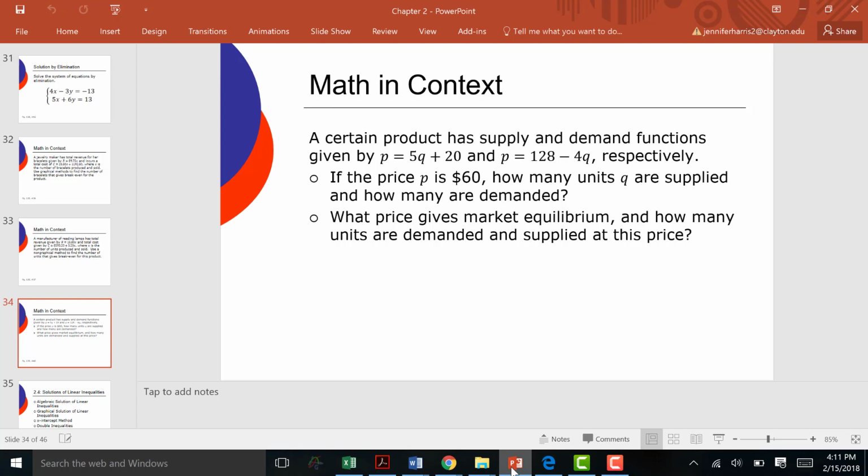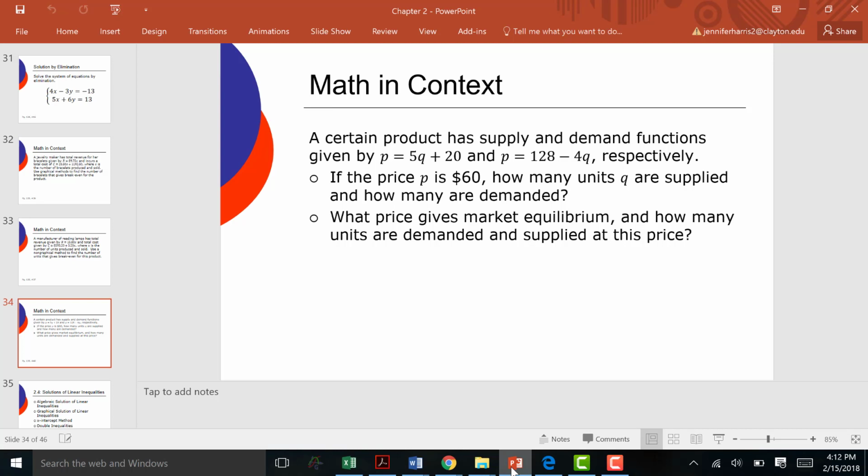Before we work it out, I need to make sure you understand what's going on, the topic of conversation for that word problem. So let's read it and make sure we understand the topic. It says a certain product has supply and demand functions, meaning supply and demand equations, which are given. The first equation is your supply equation, and your second equation is the demand equation.